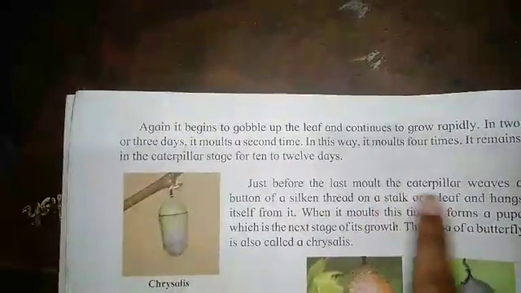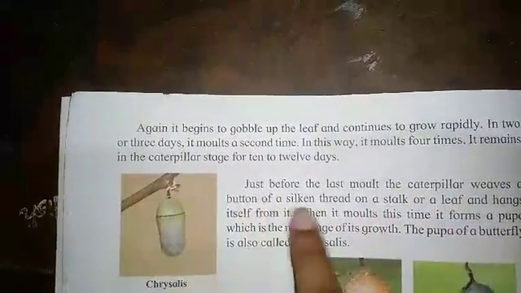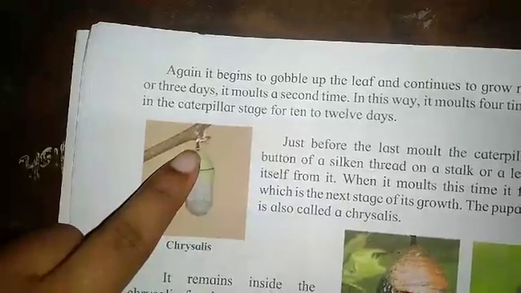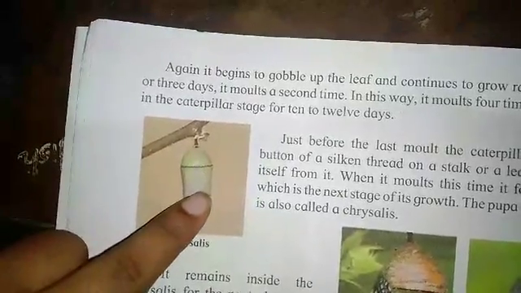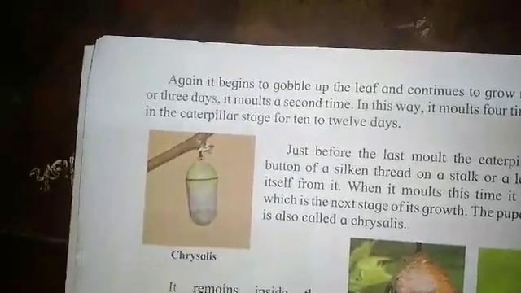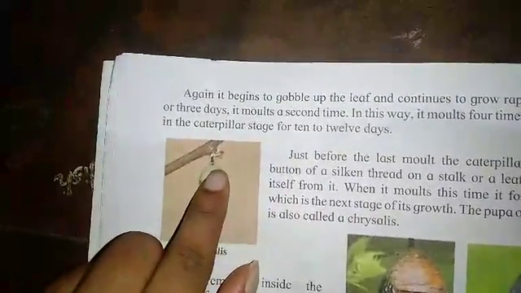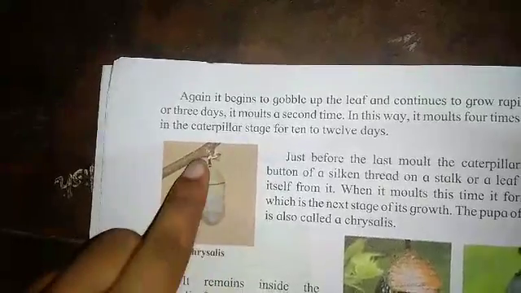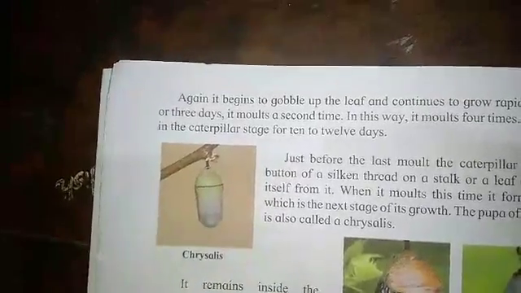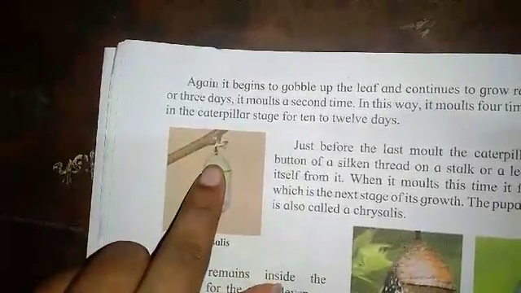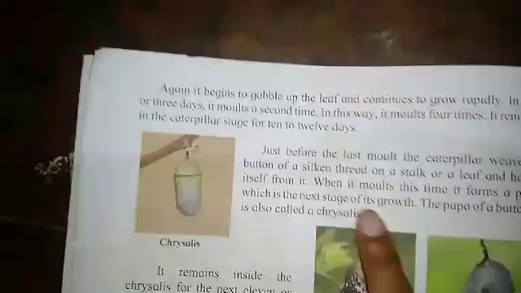around itself. Just before the last mold, the caterpillar weaves a button of a silk thread on a stalk or a leaf and hangs itself from it. And from the leaf, he starts hanging. One silken thread present on the caterpillar holds the caterpillar with the leaf, which hangs itself from it. When it molds, it forms a pupa, which is the next stage of its growth.